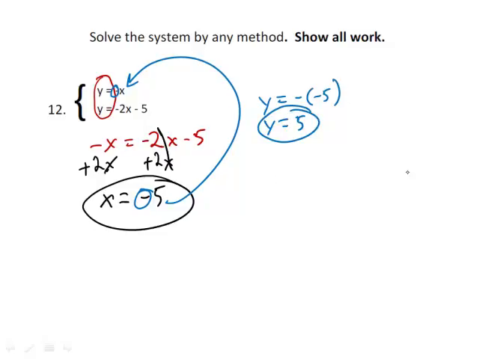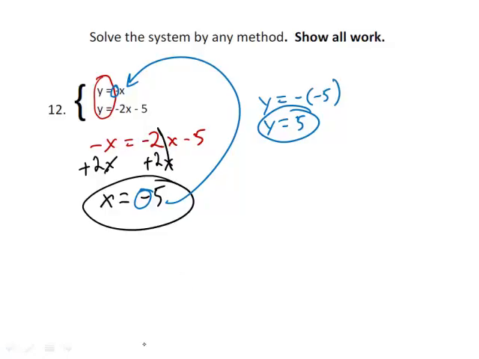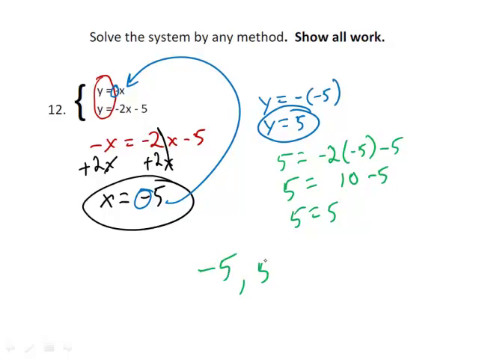All right, now we go into do our check on the last one. So I have 5 equals negative 2 times negative 5 minus 5. This is 10 minus 5. So there you have it. It checked out. So we have negative 5, 5.